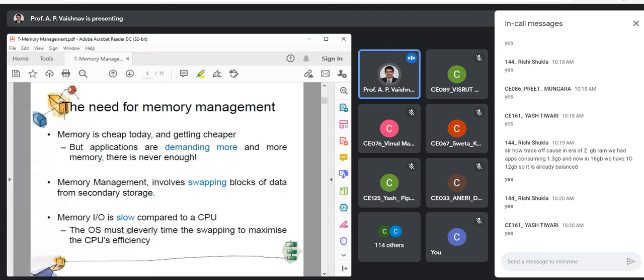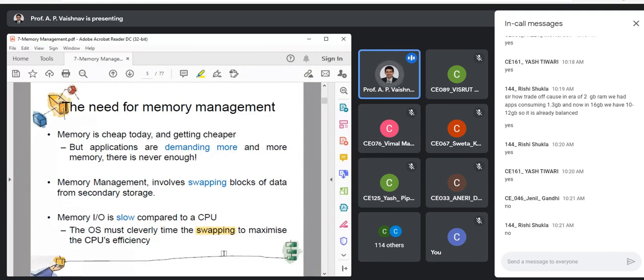So what is the goal? OS has to cleverly time the swapping, right? So when to swap, that is again a question, right? Because if you keep on swapping from time to time, let us say if I set a period, after every 5 minutes, I will see which processes are blocked, right? Let us think about that situation. And if two processes are blocked at that point, I will swap out those two processes. Is that the efficient approach?